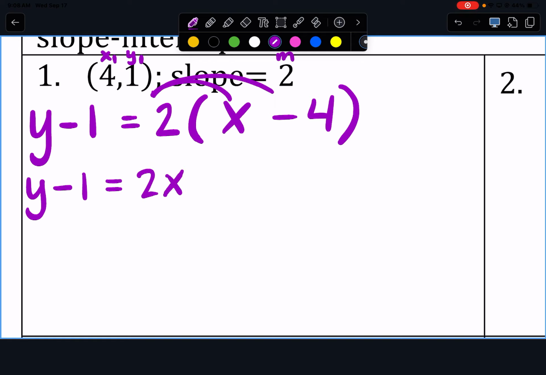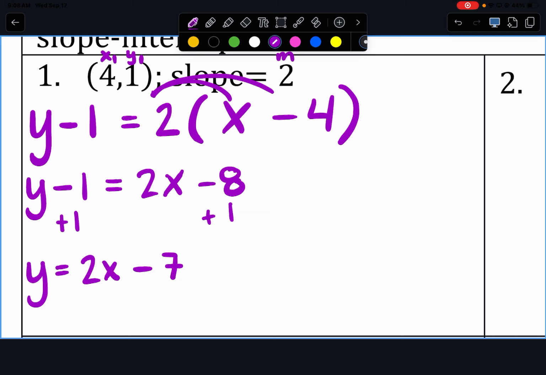What is 2 times negative 4? Then I can go back and do what? Add 1. What is negative 8 plus 1? Negative 7. So we get 2x minus 7. Now it's in slope-intercept form, and then we can graph it. So we can take a point and a slope and create the whole equation that we can use to graph. Now we're going to look at number 3.